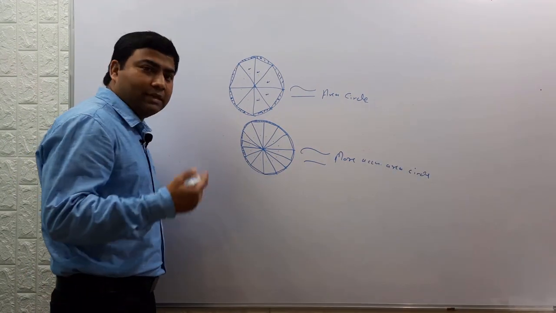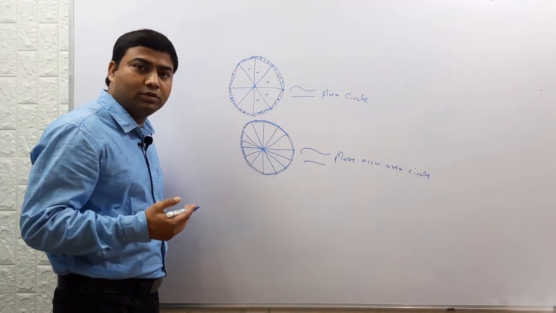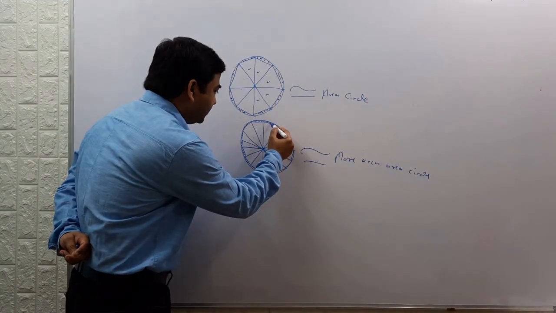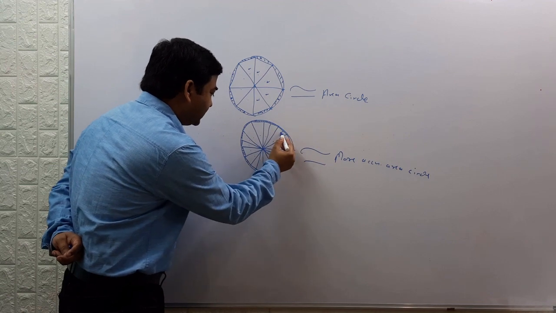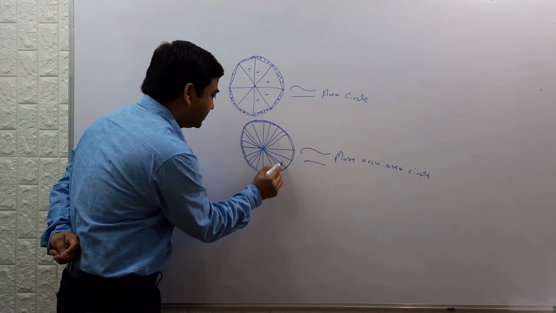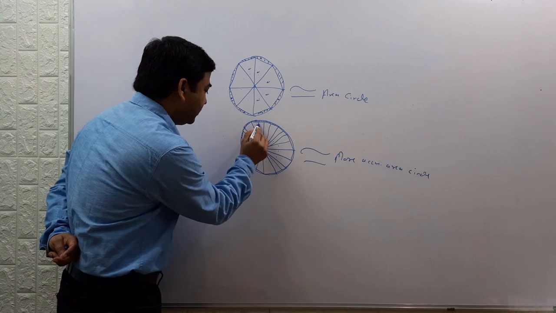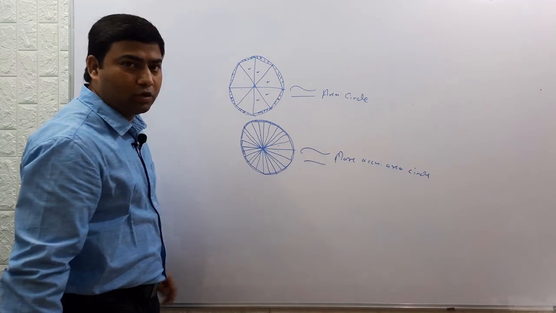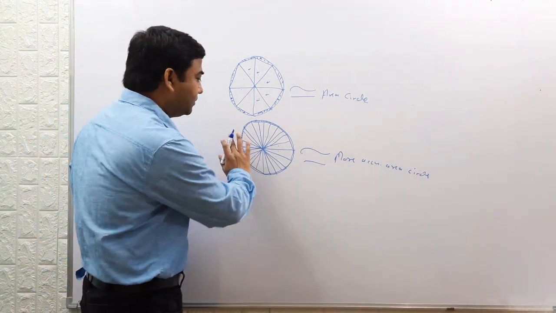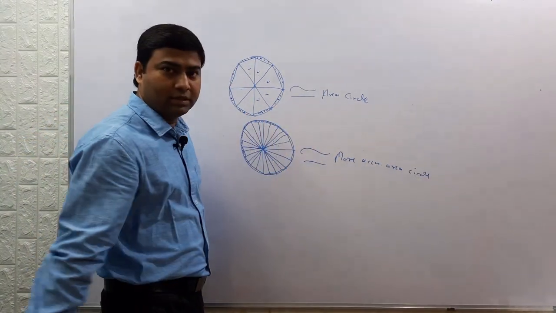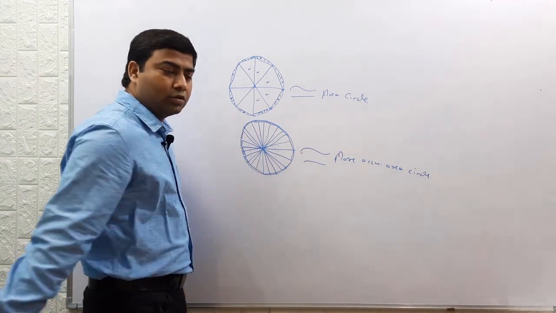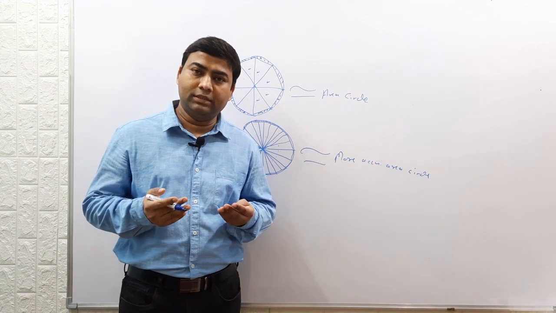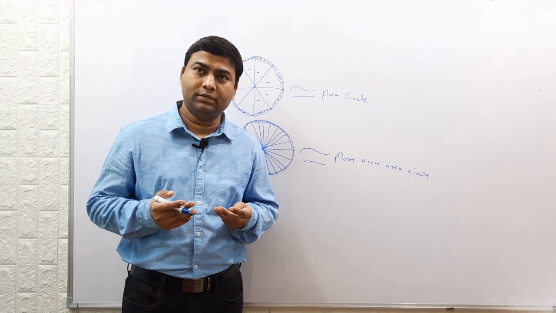So the Archimedes method of exhaustion that they adopted, they were dividing it into more and more small triangles. As you increase the number of triangles and you add the area of all these triangles, you get a more accurate area of the circle. So that was the method of exhaustion which was developed by Greek mathematicians.